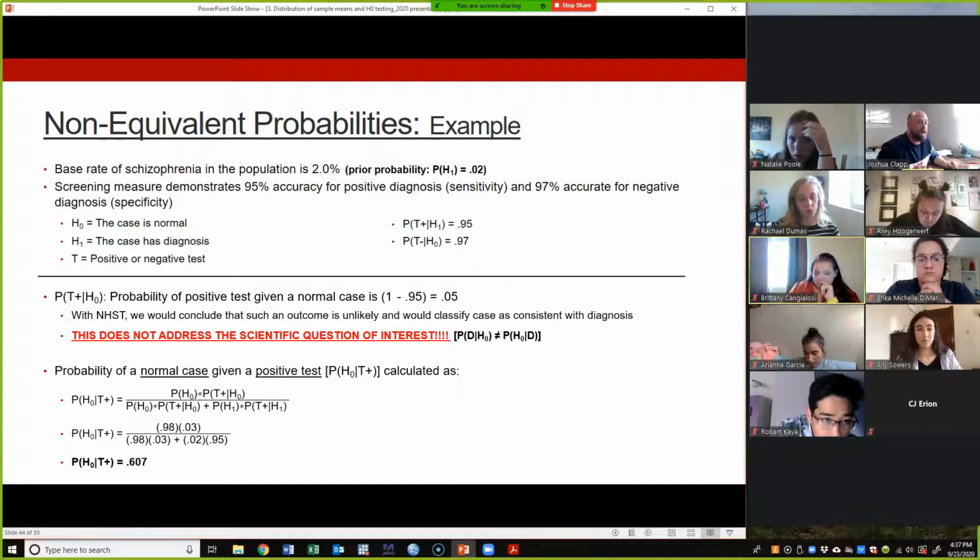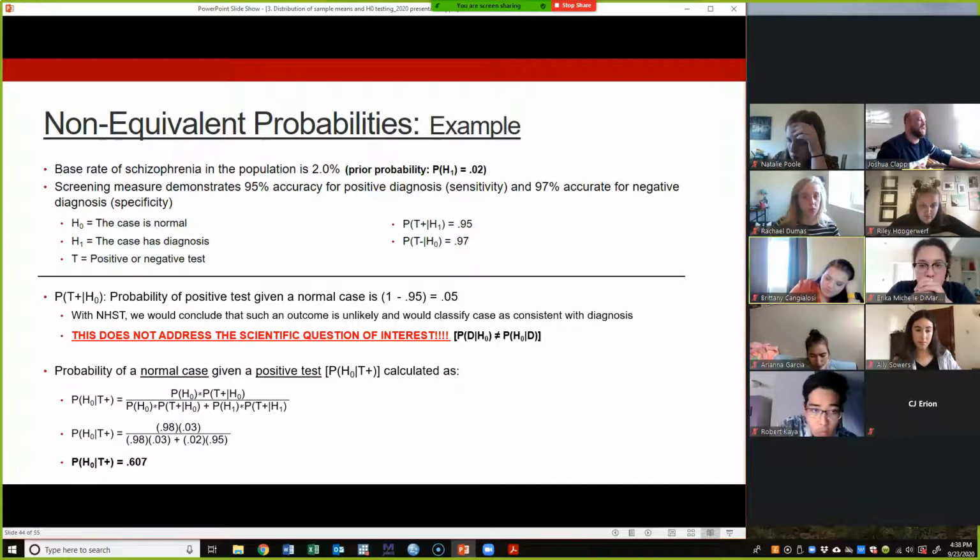And if we actually run this out, the probability of a non-case given a positive test actually comes out to be not very rare. It's actually quite common. Okay, about 60%.